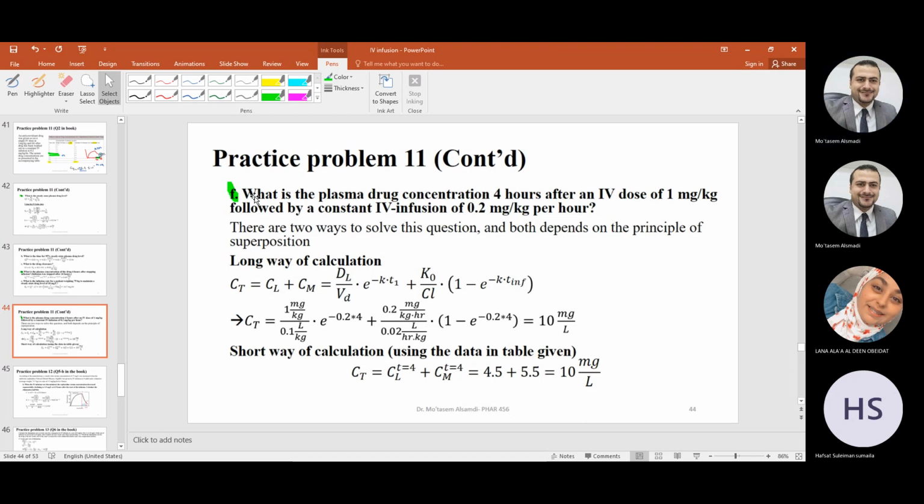Plug in the values. We know the K, right? We know the clearance. We know the VD. We know the dose, IV bolus, and the IV infusion. Right? And we know the infusion time, and we know the t. This is one way to do it. Is there a smarter way to do it? What's that?